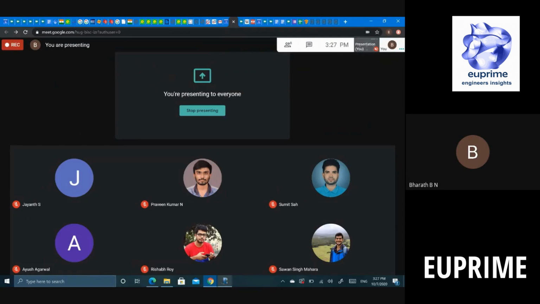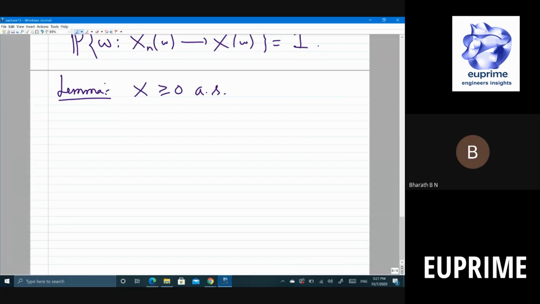Ayush, can you refine this? Sir, maybe positive random variables. That's correct, but it essentially means that the outcomes for which X of omega is less than 0 have 0 probability. So that means it's a non-negative random variable. The expected value of X is what? Limit n tending to infinity of the expected value of Xn. This is what we had. Is that fine?